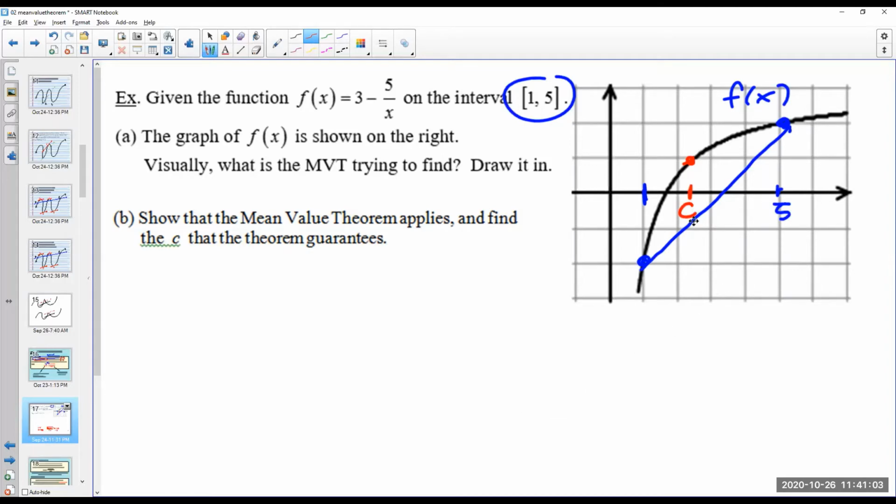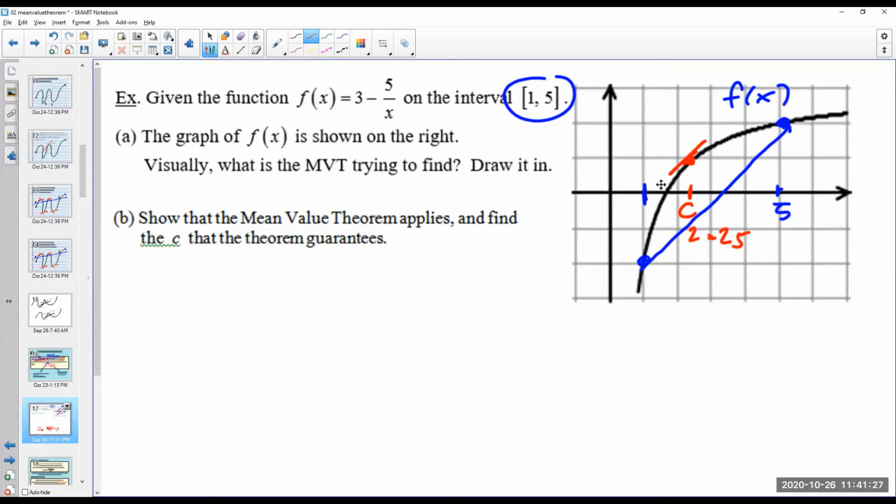Where does it happen that the slope of the tangent line is going to be parallel to the slope of the secant line? Go find that C. And based on what you did on your paper, can you write down a number for what you think C might be? Then we're going to calculate it and see if we get the same number. So what do you think C is? Maybe like 2.25. Okay, so we're going to say 2.25, and let's see how close we get.